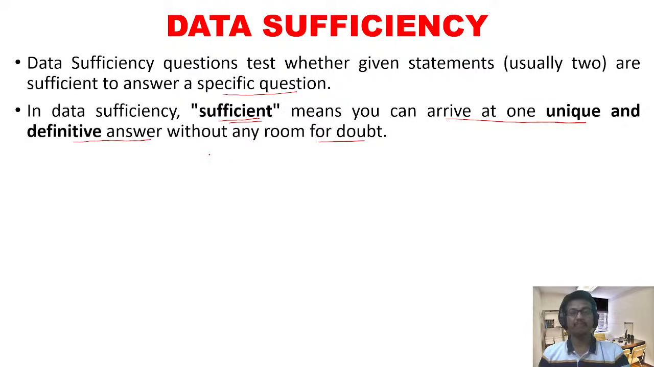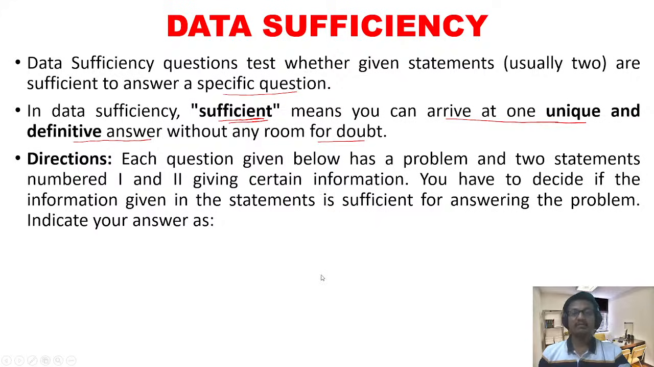That is the meaning. So there should not be any ambiguity in identifying the answer for this specific question from the given two statements. Then we can say that the two statements are sufficient enough to get the answer for this question. So that is the meaning of sufficiency. This definition you should understand. You should know the definition of sufficiency.